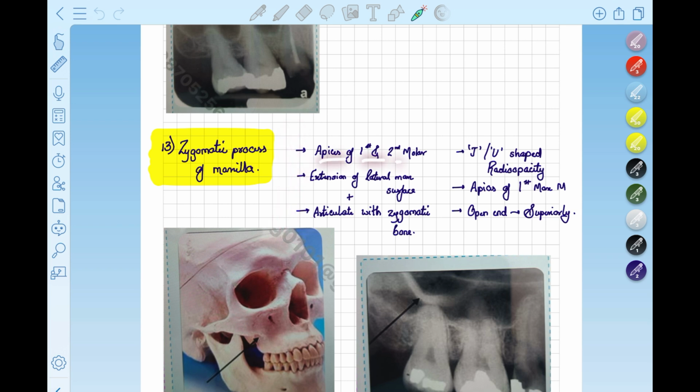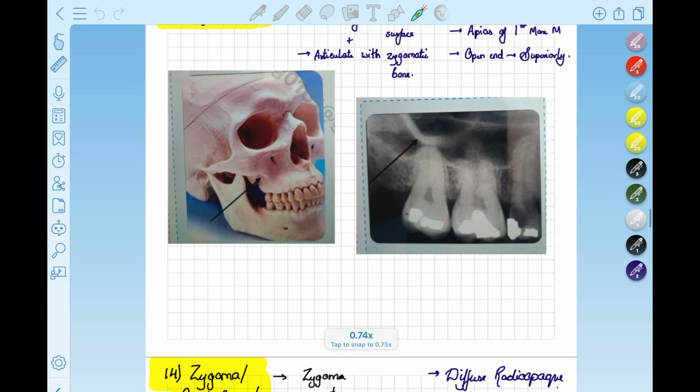It is located near the apices of the first and second molar, and it is formed by the extension of the lateral maxillary surface, which articulates with the zygomatic bone. It appears as a J or U-shaped radiopacity at the apices of the first maxillary molar. Where is the open end? The open end is towards the superior part. This was all about the zygomatic process of maxilla.